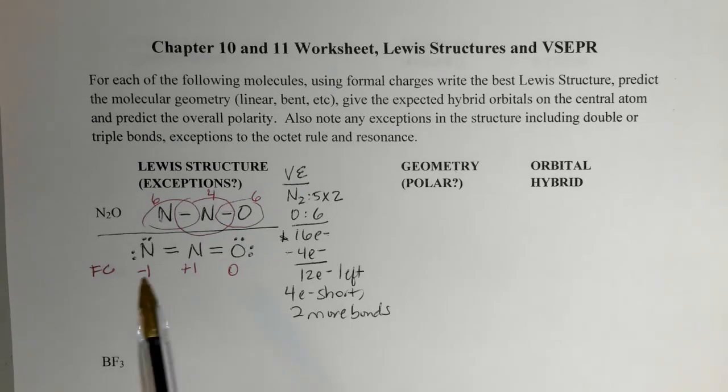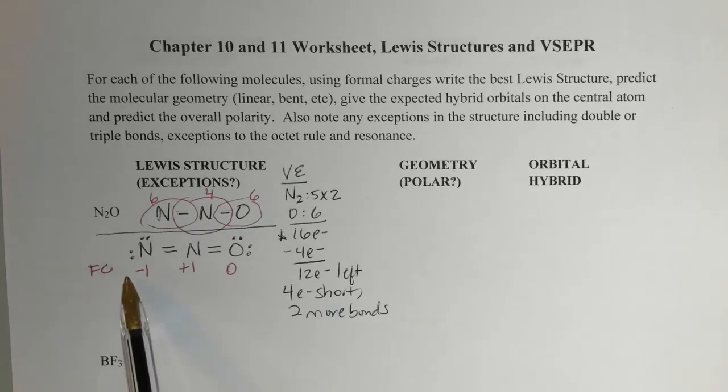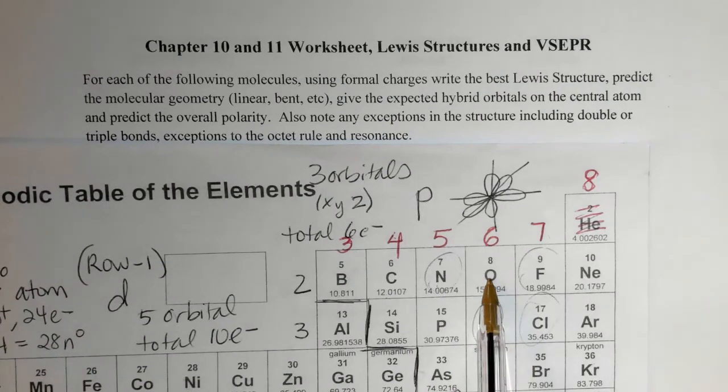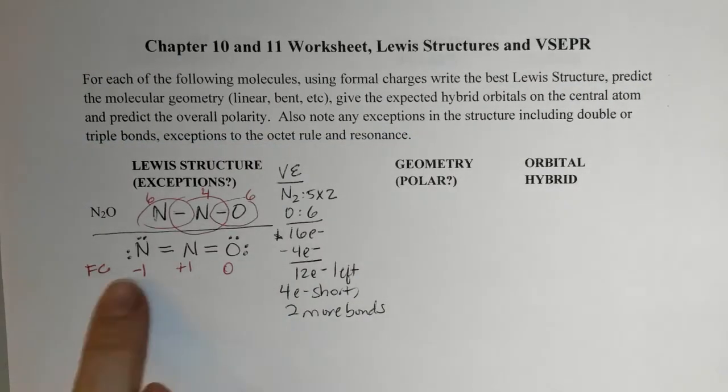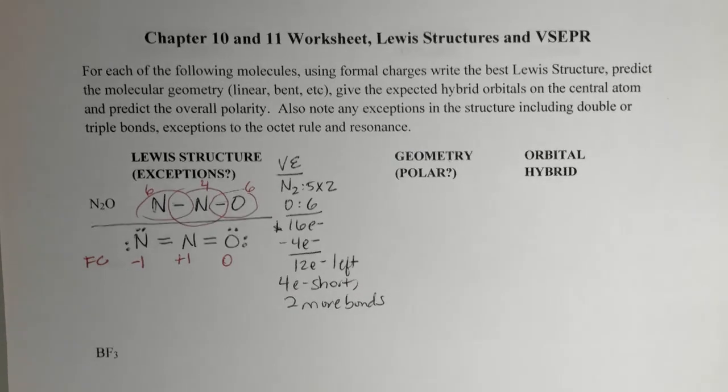However, the element that has the negative formal charge should be the more electronegative element. That makes sense, right? So when I look at my periodic table, oxygen is more electronegative than nitrogen. So this is probably not the correct structure for N2O. And, you know, we go back to what we did.